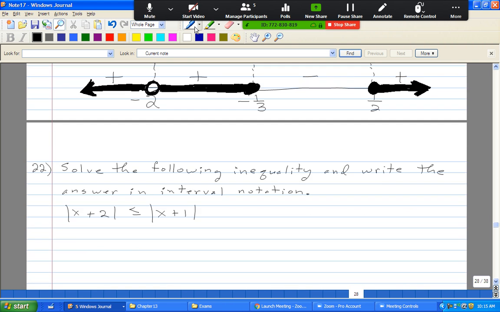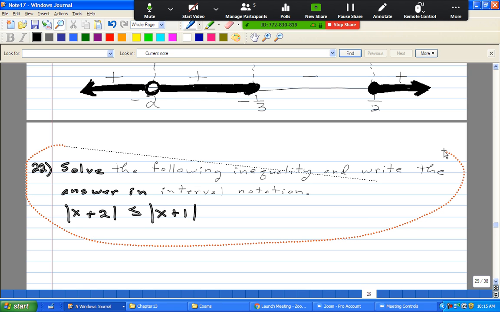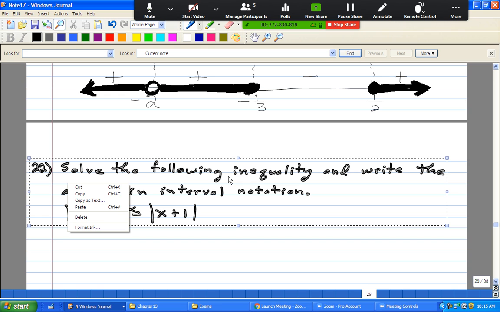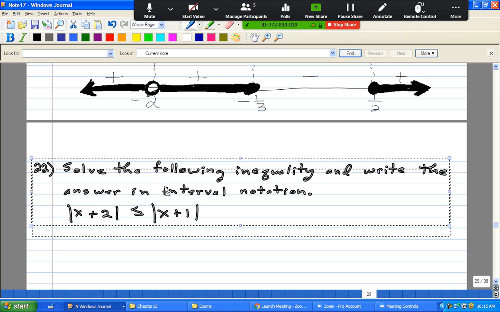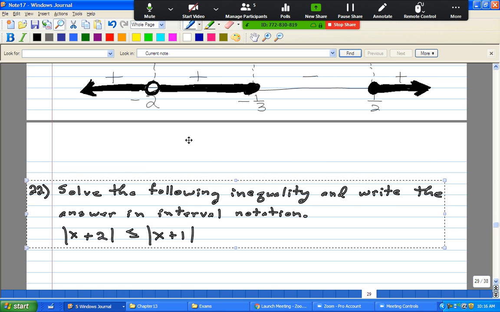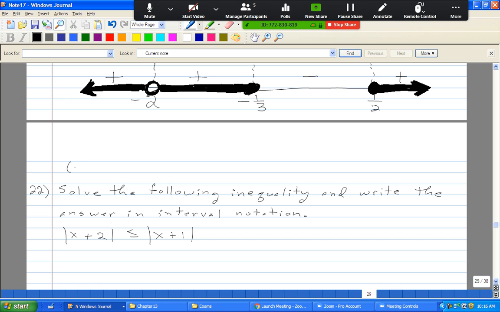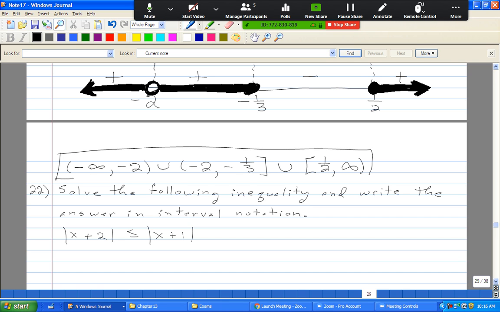So my answer, I guess we want to write my answer in interval notation. Let me move this down so I can write my answer. And so my answer is the open interval from negative infinity to negative 2, union, the half-open interval from negative 2 to negative 1/3, union, the closed interval from positive 1/2 to positive infinity. And that is your answer.